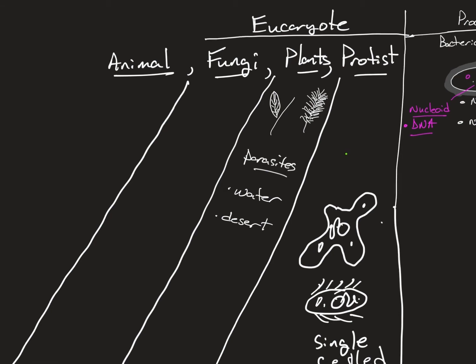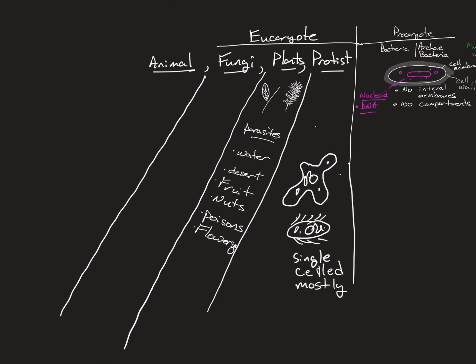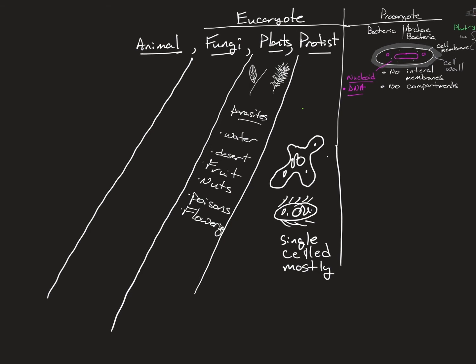There are plants that produce fruit. There are plants that produce nuts. There are plants that produce poisons. There are flowering plants. There are plants that don't flower. There are mosses. There's a lot of different kinds of plants. So there's a lot of variety here. They're all eukaryotes, though. All of them have a nucleus, and they all have chloroplasts inside them, or at least most do.